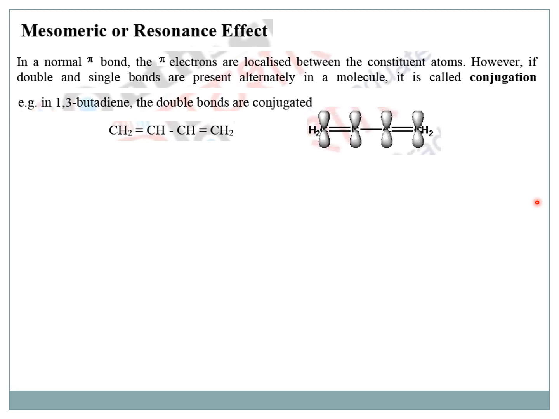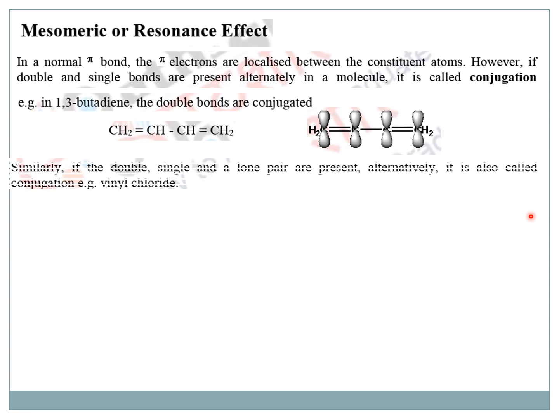This is the orbital diagram of the 1,3-butadiene molecule. Similarly, if there is a conjugation between a double bond and a lone pair of electrons, that is double bond, single bond and a lone pair, then they also show the resonance or mesomeric effect. So here this is vinyl chloride. There is a double bond, single bond and lone pair of electrons. So this type of molecule also undergoes the mesomeric or resonance effect.